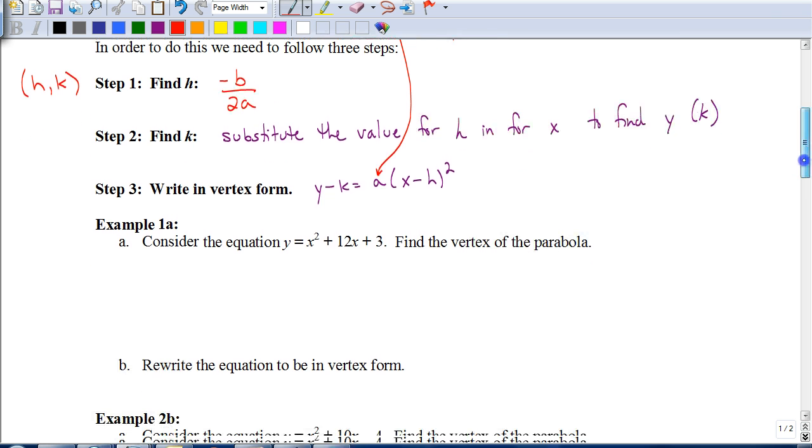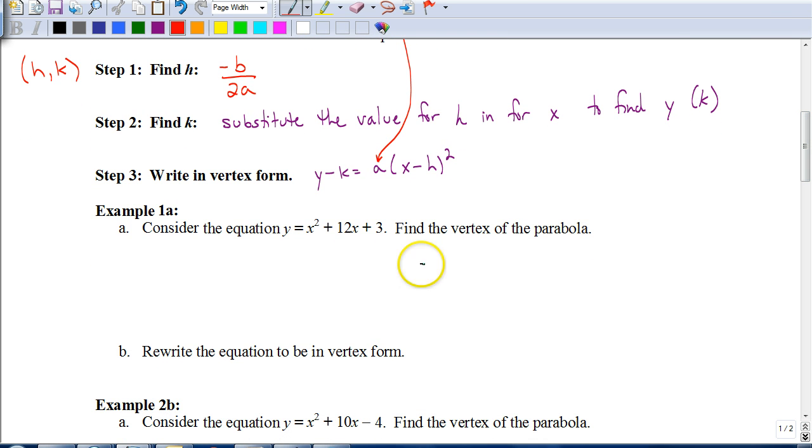It says y equals x squared plus 12x plus 3. So the first step is to find the vertex. The vertex, remember, is made up of h and k. So this is going to be the opposite of b divided by 2a to find the value for h. In which case, b is a positive 12, so it's going to be a negative 12. A is a positive 1. 2 times 1 is 2, so negative 12 divided by 2 is negative 6. So I just found the first part of my vertex is negative 6.